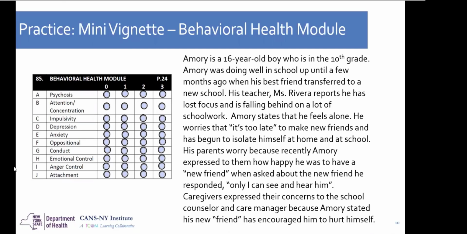Caregivers expressed their concerns to the school counselor and the care manager because Amori stated his new friend has encouraged him to hurt himself. So thinking about the first 5 items, which ones would be actionable and how would we rate them? So I'll give you a moment to chat them in or unmute yourself. Which items that are listed right here would you take action for?